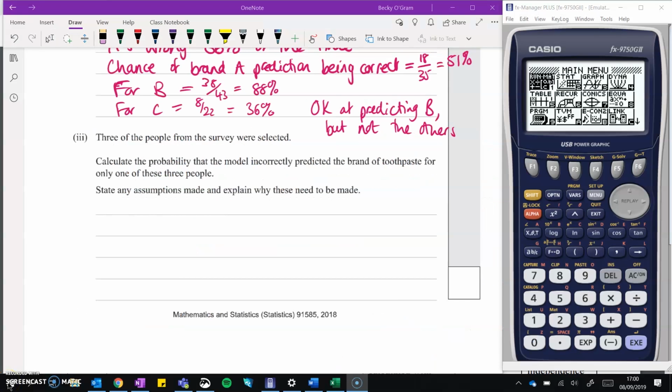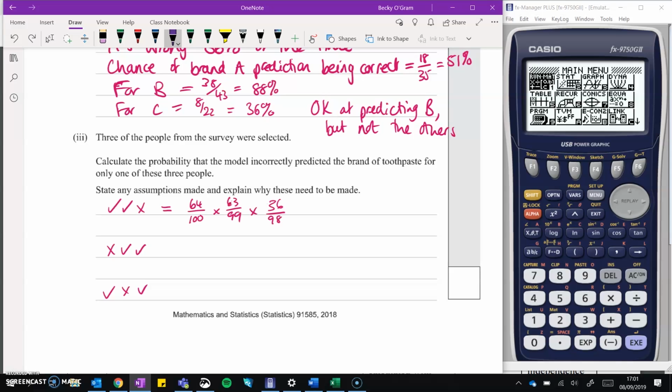3 people selected from the survey. What's the probability that the model incorrectly predicted the brand of toothpaste for just one of those 3 people? So I'm going to think about this as being, we could have had the first 2 correct, the last 2 correct, or the first and the last person correct. And what was the chance of doing that? Think about it as being a tree diagram, so getting the first person right, then the second person right, then the third person wrong, and it would look like this.